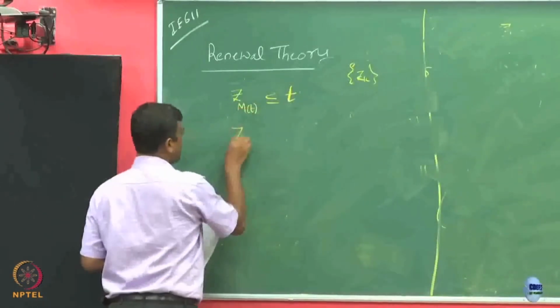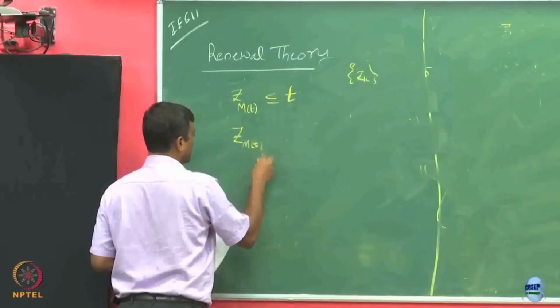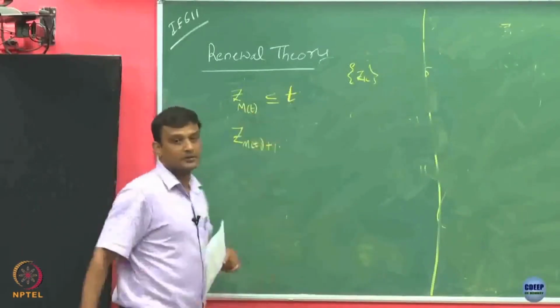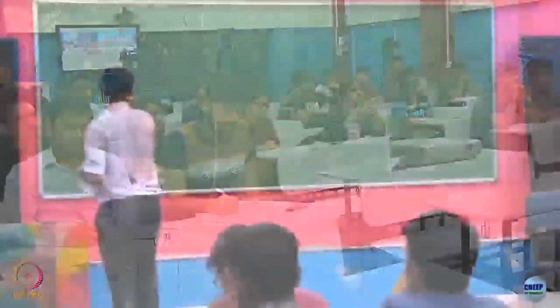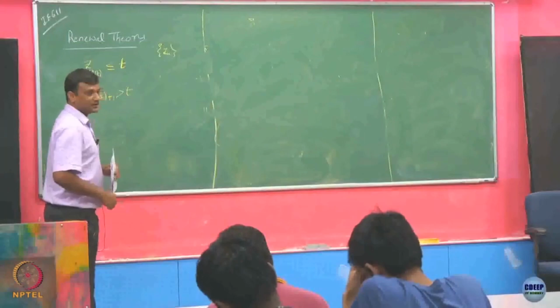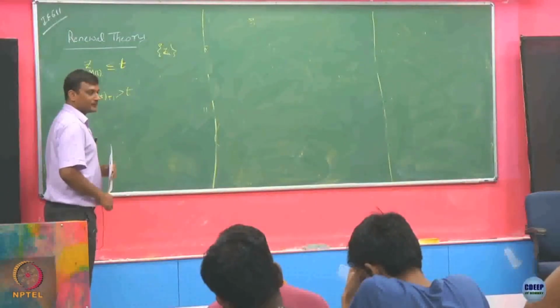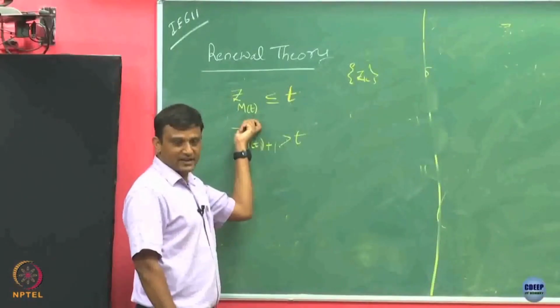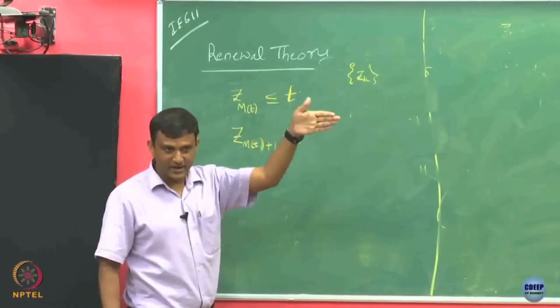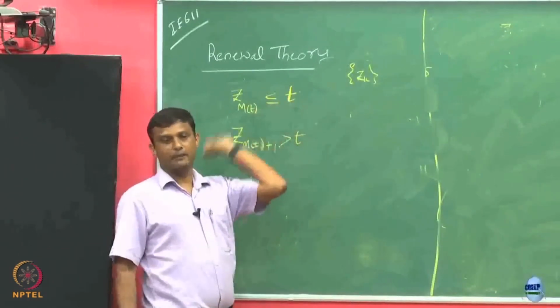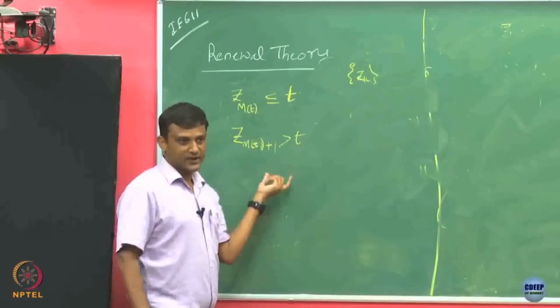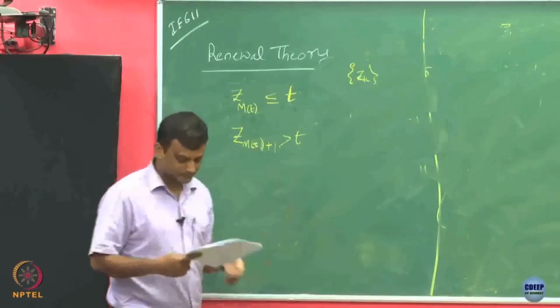Now similarly, what about Z of M(t) plus 1? Is it greater than or equal to t, or strictly greater than? It has to be greater than t, right? Why is that? Because by definition M(t) has included all the renewals that have happened till time t. If you are looking at one more renewal, that better have happened after time t, right? So that is why this property holds.